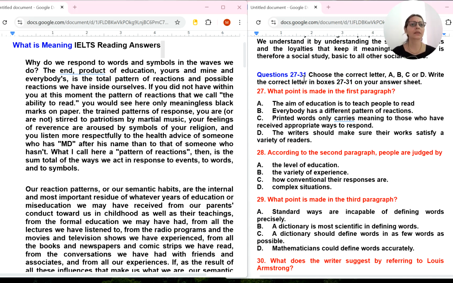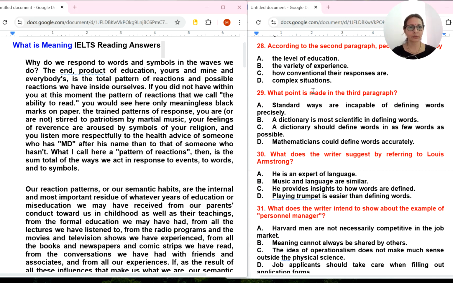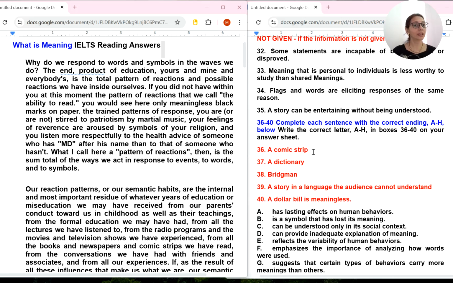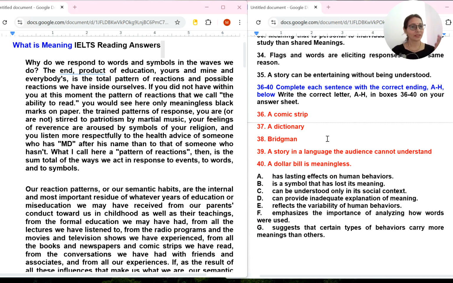First, you can see choose the correct letter A, B, C, or D. Means these are multiple choice questions. So 27 to 31, multiple choice, 5 questions are there. Second type of question we have true false not given, and third type we have complete each sentence, these are incomplete sentences to be completed with the correct ending from A to H. Okay, so three types of question.